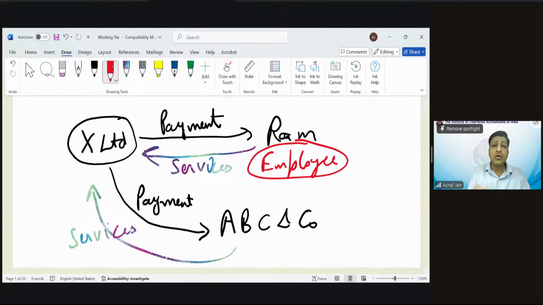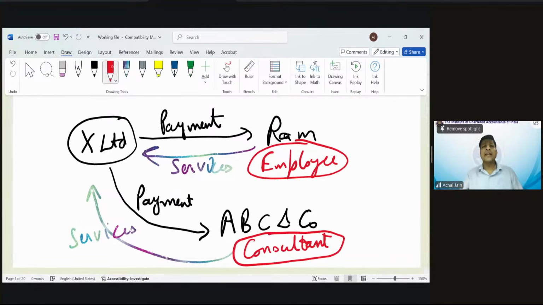So in this case, what do you call ABC and company? Will you call it an employee of X Limited? Answer is no. It will be considered a consultant, or you can say advisor. Any nomenclature you may provide to that. In this case, can we say that ABC is an employee? Answer is no. So that's why the arrangement between Ram and X Limited is a contract of services, and between ABC and X it is a contract for services.